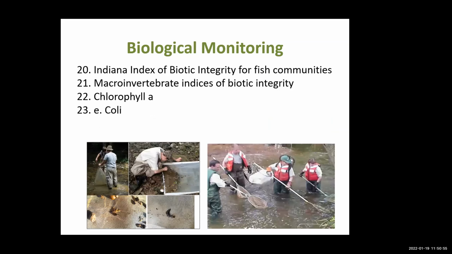And biological, there's the index of biotic integrity for fish communities. That's for the limited number of people who can monitor fish. It requires an electrofisher and a license, so don't think that anybody can just start doing that. The macroinvertebrate indices of biotic integrity is what volunteers or anyone can do. So the Riverwatch volunteers are doing the macroinvertebrates because it's much more possible for groups.